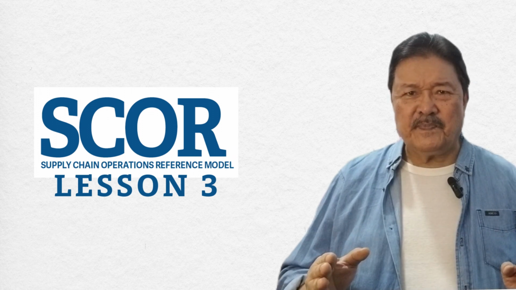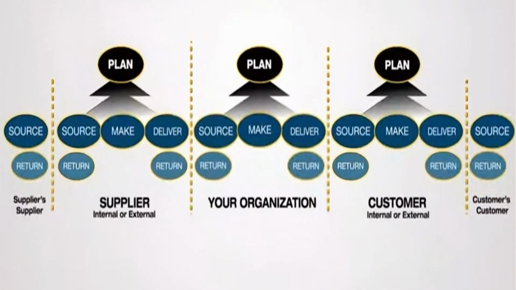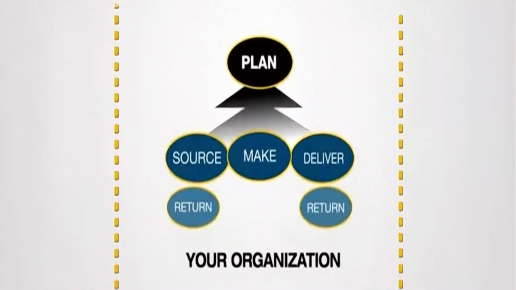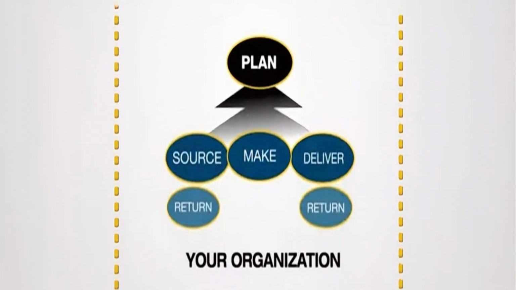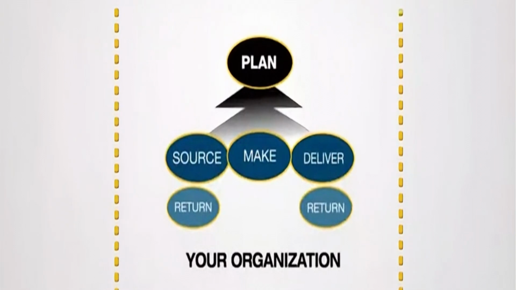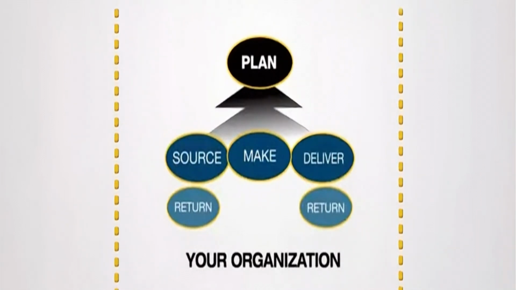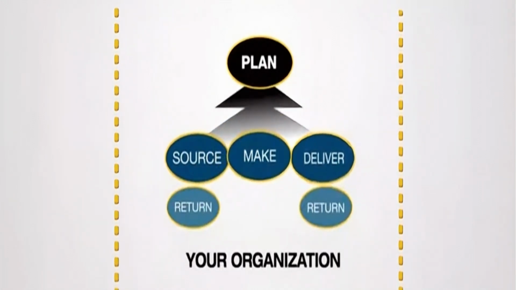Now, I want you to picture this. An organization producing a finished product stands at the center of the SCOR universe. Now, around them, like celestial bodies, orbit several ovals representing different supply chain components. These ovals symbolize planning, sourcing, making, delivering, and even the cosmic dance of returns.